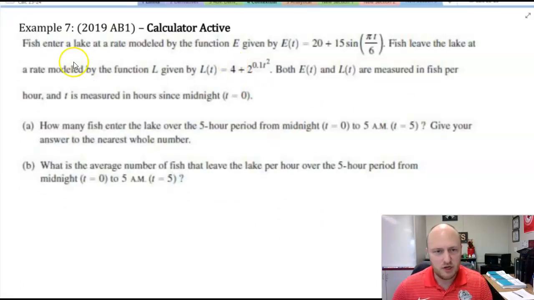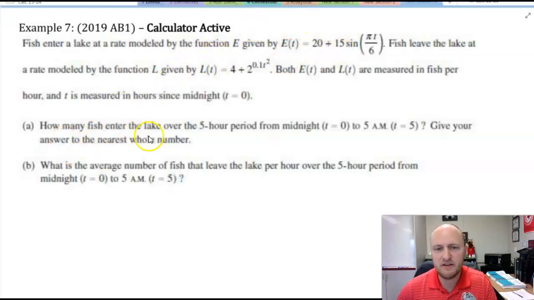2019, the first question. This is example 7. Fish are entering a lake at a rate modeled by the function E of t. Fish leave at a rate modeled by the function L of t. Both E of t and L of t are measured in fish per hour, and t is measured in hours since midnight. It's important to note, when they give you these units, you can easily tell these are derivatives. They're giving you the first derivative. I have fish entering, fish leaving, and their rates.